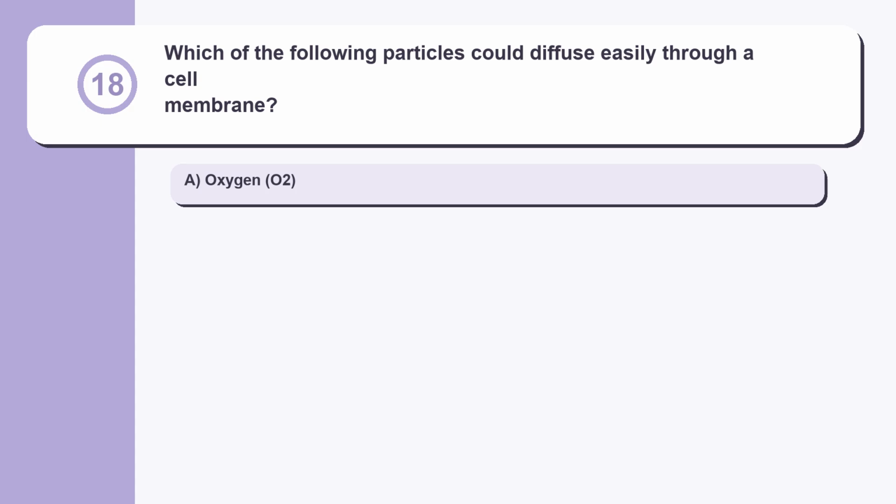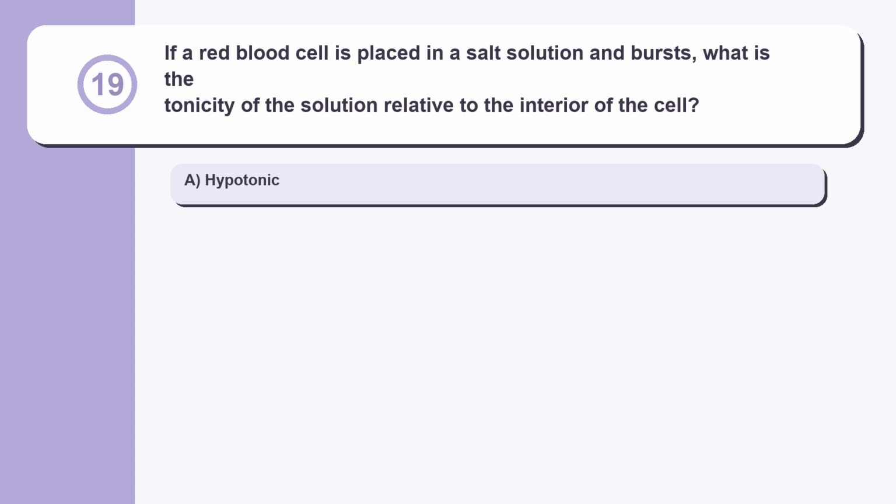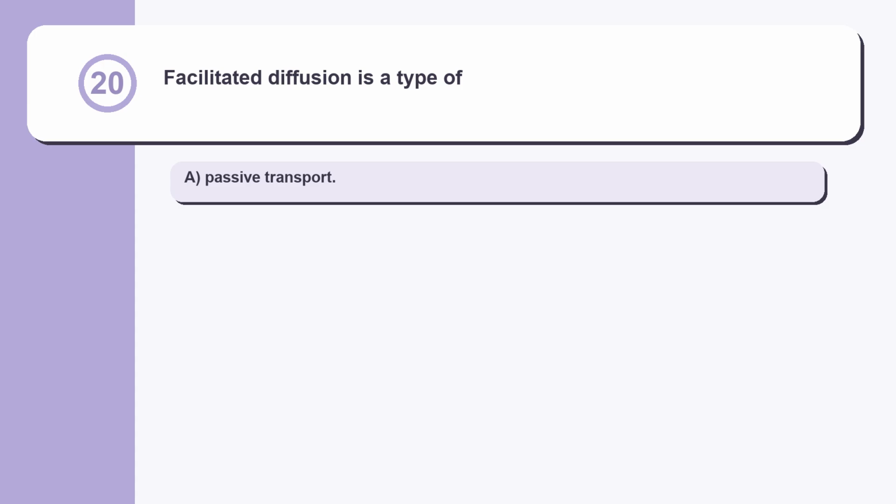Question 18. Which of the following particles could diffuse easily through a cell membrane? Oxygen, O2. Question 19. If a red blood cell is placed in a salt solution and bursts, what is the tonicity of the solution relative to the interior of the cell? Hypotonic. Question 20. Facilitated diffusion is a type of passive transport.